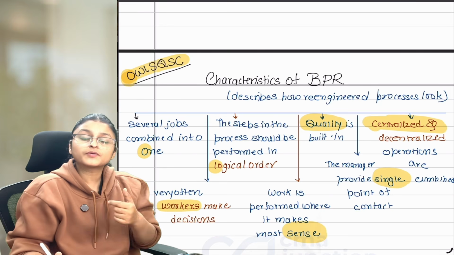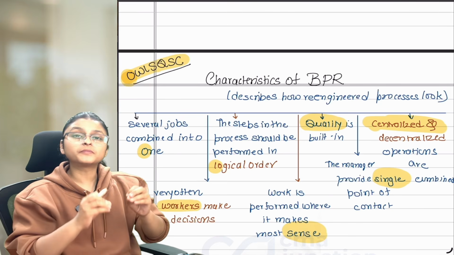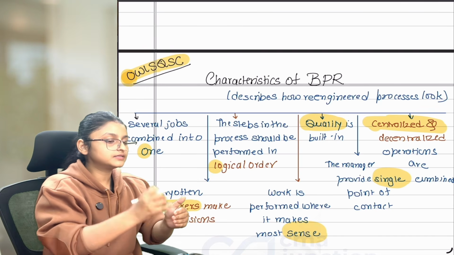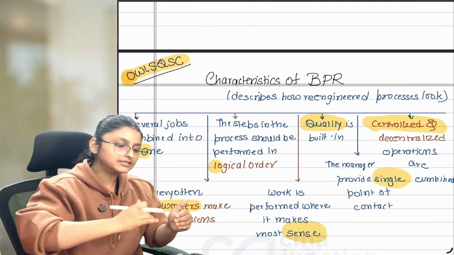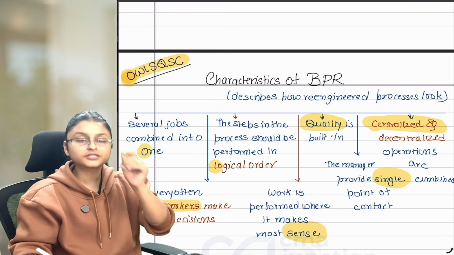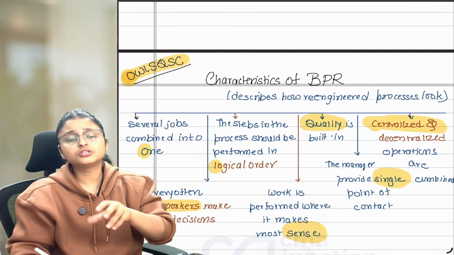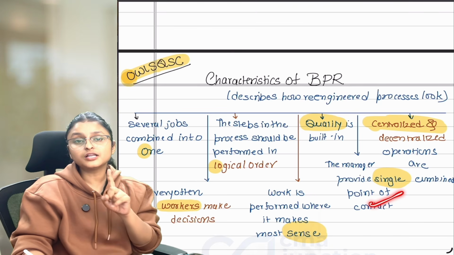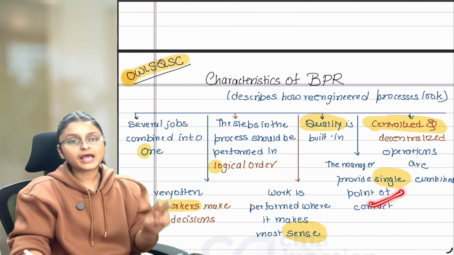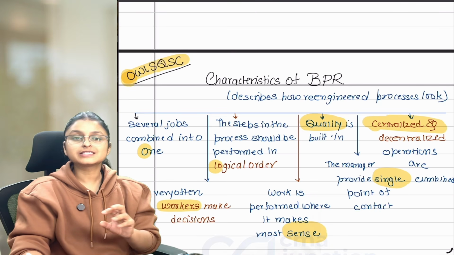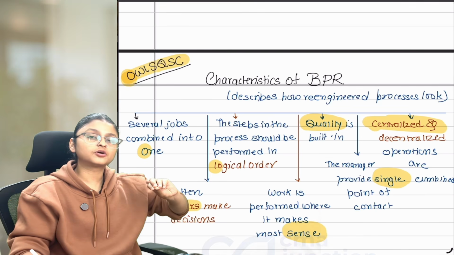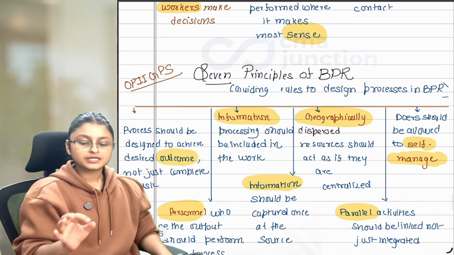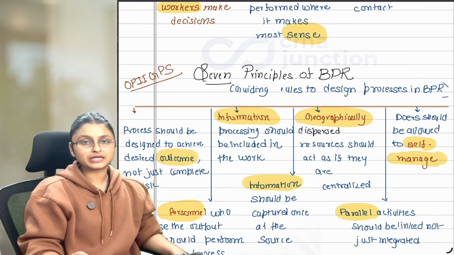Next, perform work where it makes sense. No need of performing it everywhere. Like no need of worker to go to HR when they need the help of IT team. They can directly go to IT team, right? Next, quality should be built in so that you need not check it again and again. S, manager should be the single point of contact for the customer and the employee. Next is C, centralized and decentralized should be combined in operation so that we can take the benefit of both of them.